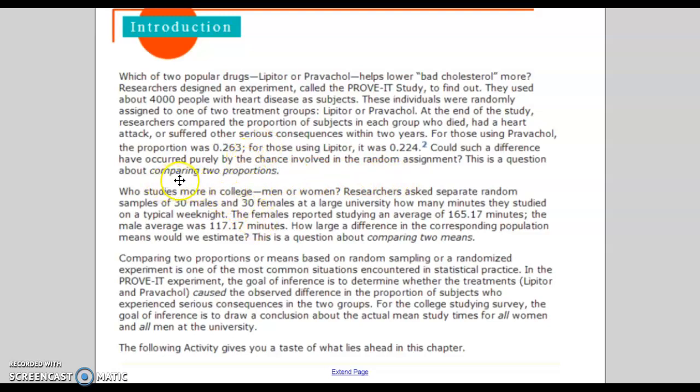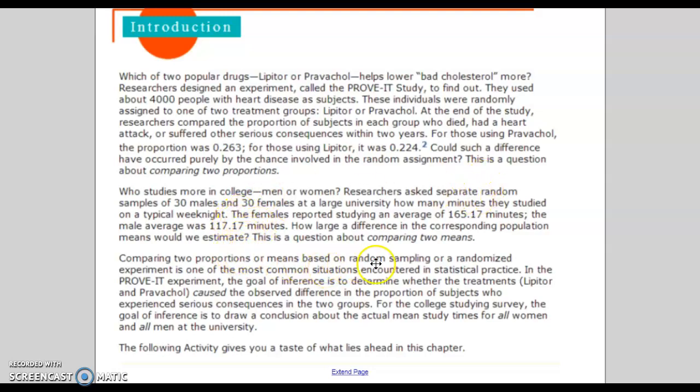Comparing two means: who studies more, men or women? So researchers asked separate samples of 30 females and 30 males at a large university how often they studied. The females reported studying an average of 165.17 minutes on a typical weeknight, while males averaged 117.17. So is this a pretty large difference, or not? Could that have happened just by chance? Again, we're not comparing them to some null hypothesis value that we had ahead of time. We're comparing them to each other.